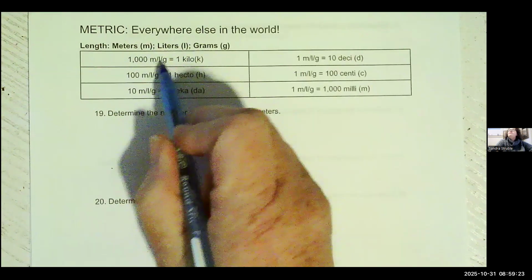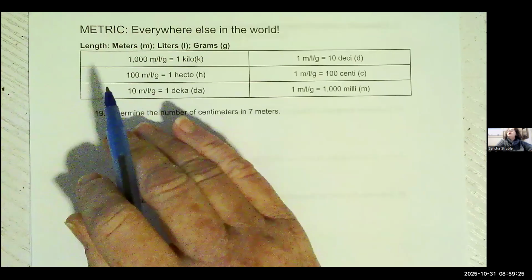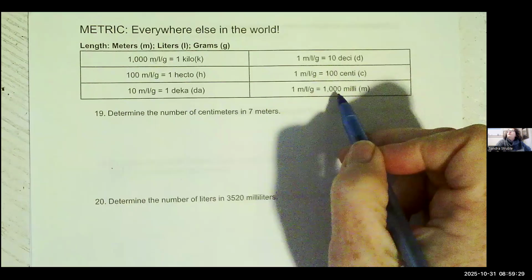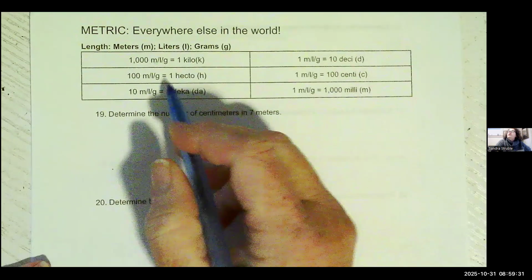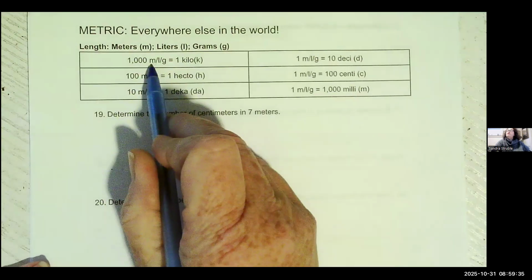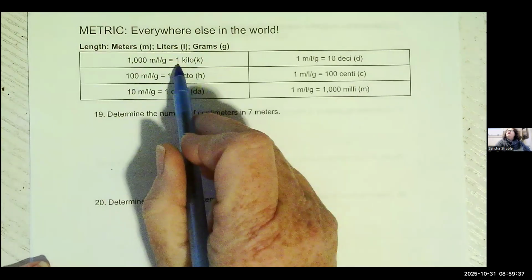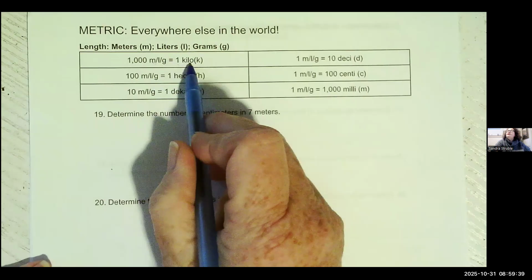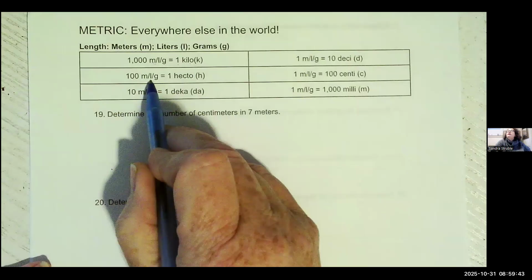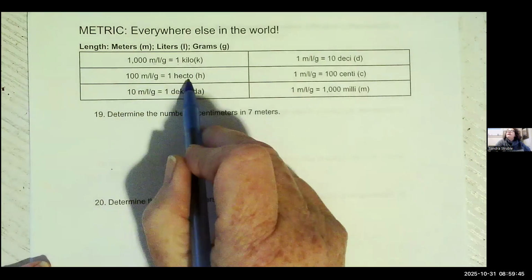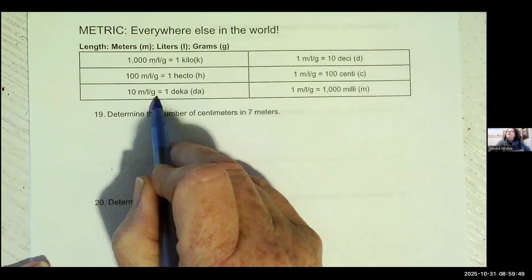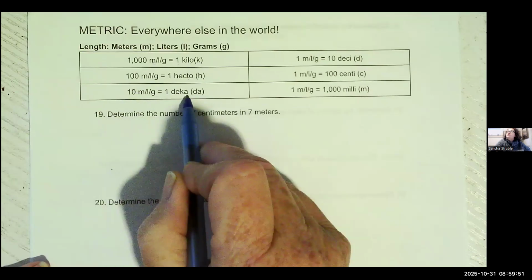The only thing I'm providing to you on the right are the prefixes. So if you've got 1,000 meters, that is equivalent to 1 kilometer. If you've got 100 liters, that's equivalent to 1 hectoliter. And if you have 10 grams, that's equivalent to 1 decagram. Now, deca can be written with a K or a C.